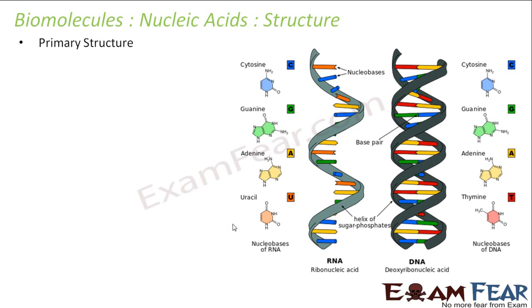Secondary and tertiary structure. Primary structure, secondary structure and tertiary structure for the nucleic acid. If you see here, these are my nucleotides, nucleobases. This whole thing is a nucleotide. Actually, these are my nucleobases. This is my backbone, that is my sugar and the phosphoric acid, and this is my nucleobases.